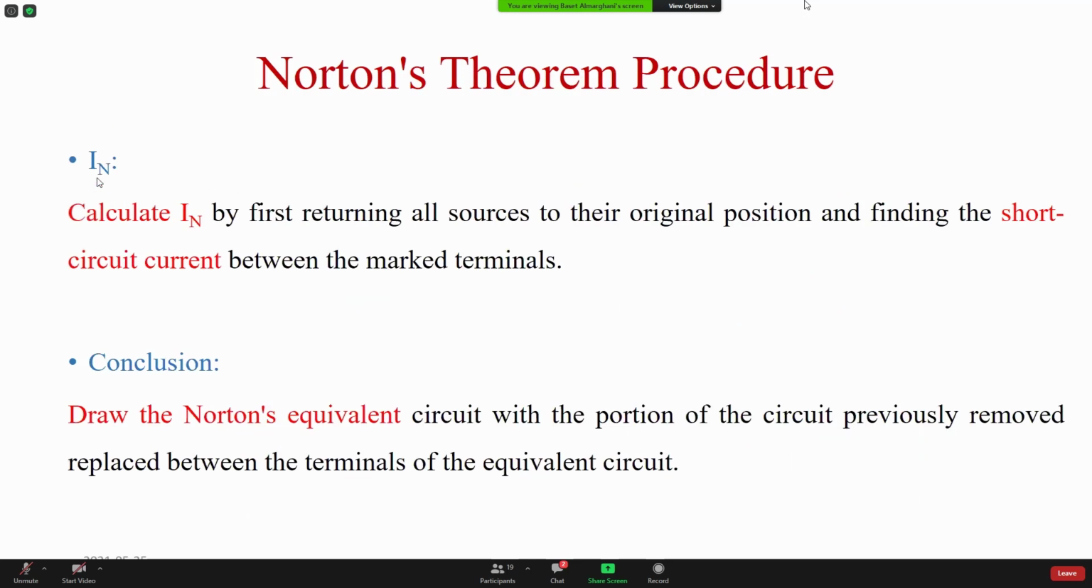Now, before we found E Thevenin, now we find I Norton, which is the short circuit current. So you're going to put a short circuit between the terminals and find that current. Then the last thing, you have to draw the equivalent circuit, because if the question says find the equivalent circuit, you have to give them the equivalent circuit, not just a bunch of numbers.